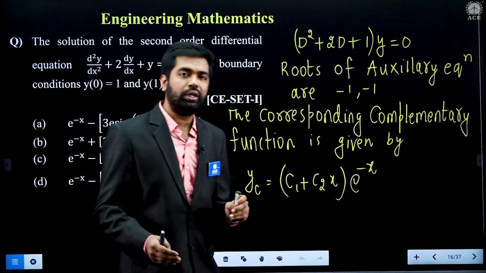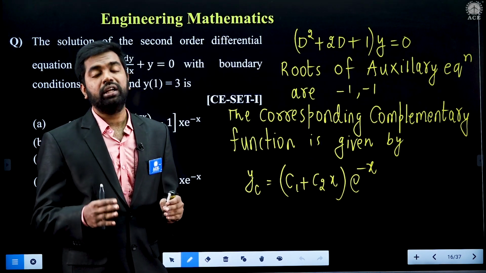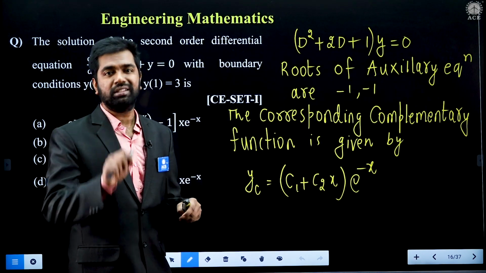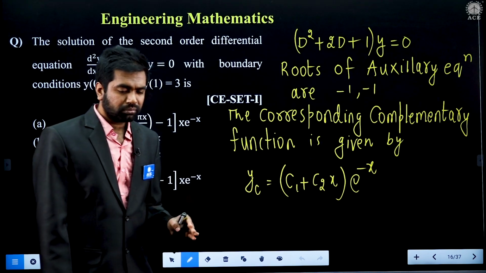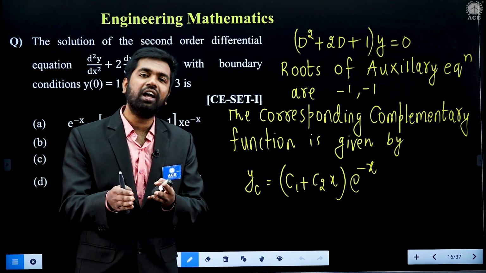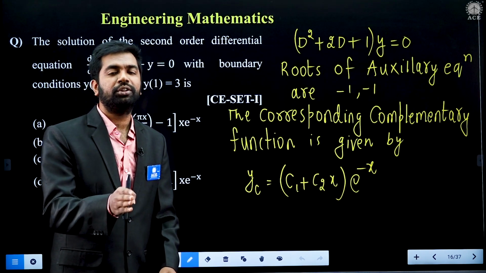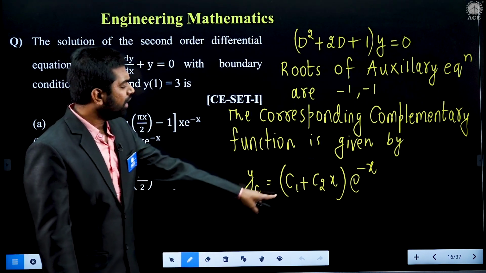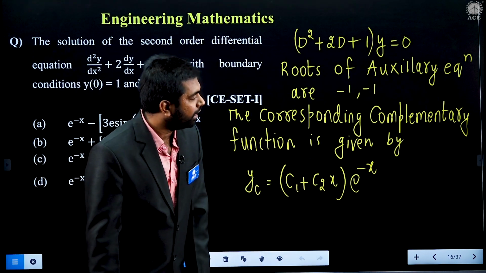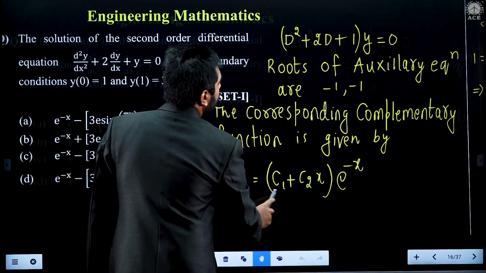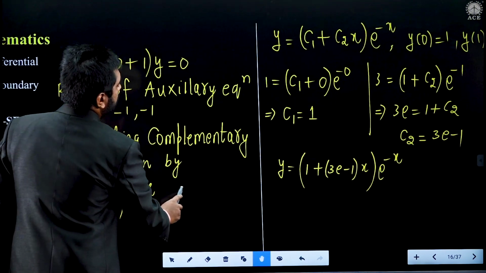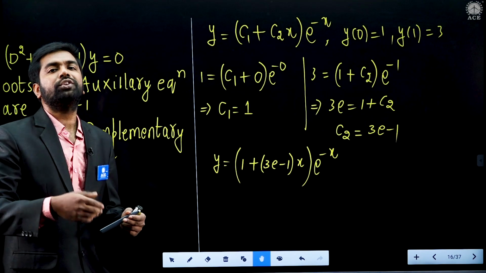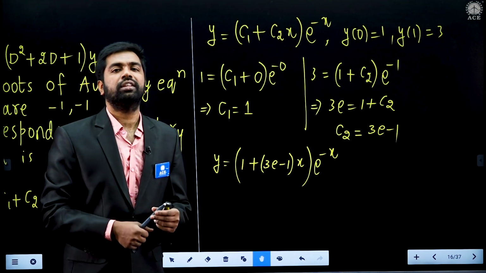When the roots are real and equal, the corresponding complementary function is (c1 plus c2 x) times e power minus x. That's what is written there. Now, this is not just the complementary function. This is our complete solution as well, because you are working with a homogeneous differential equation. So our interest is now to find the values of C1 and C2. So let us look at the values of C1 and C2. This is my complete solution, and the boundary conditions, that is y of 0 is 1, y of 1 is 3.